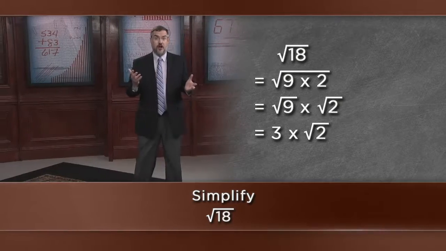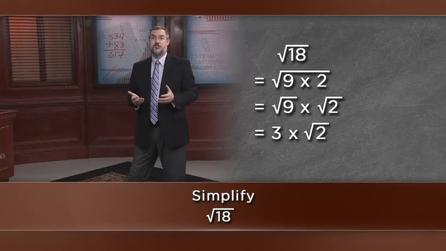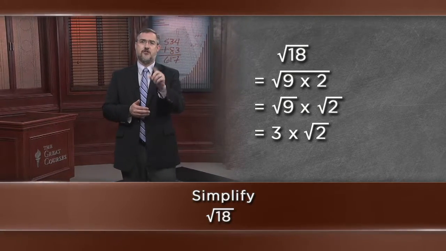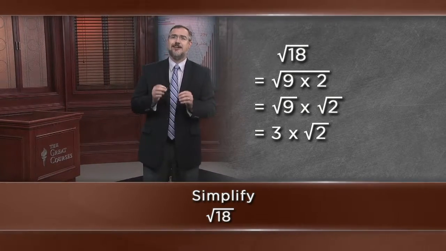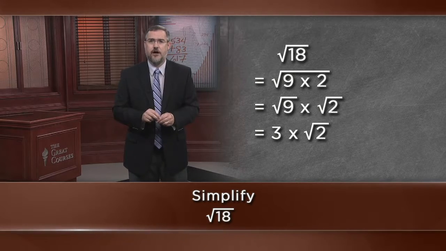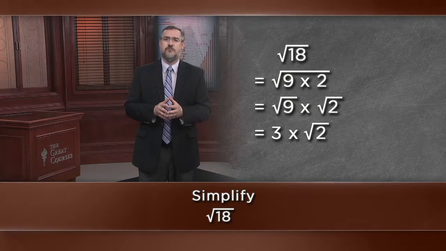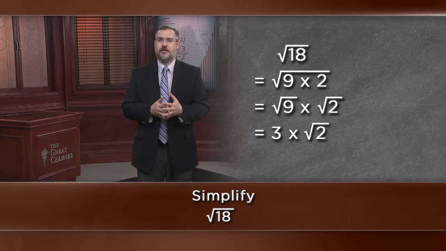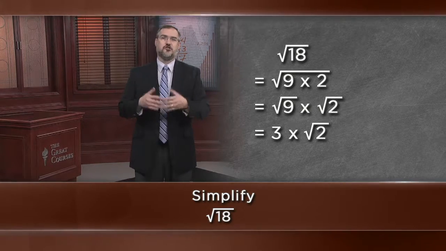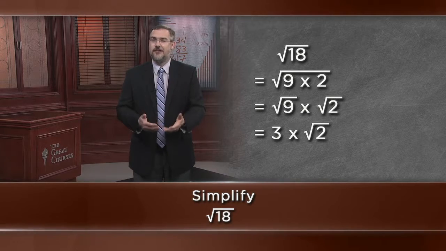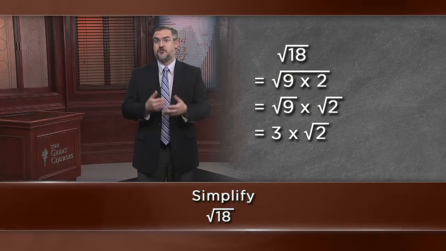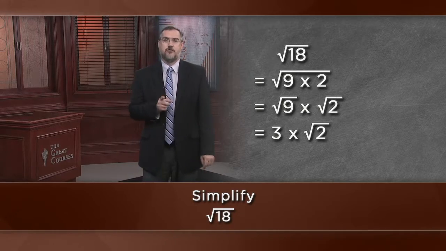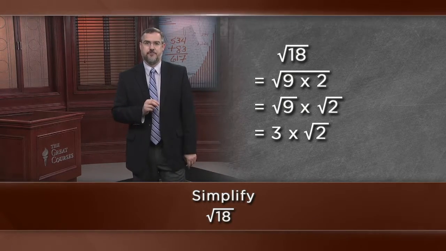Now, are we done? Well, to be honest with you, yes, we are. And the reason we know that we're done is because the number 2 that's under that square root symbol still doesn't have any perfect squares which divide into it evenly. Well, okay, it has a 1 that divides into it evenly, but that doesn't help us because the square root of 1 is just 1, and multiplying by a 1 doesn't do anything. So our final answer here really is 3 times the square root of 2.